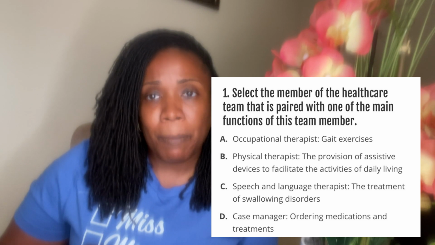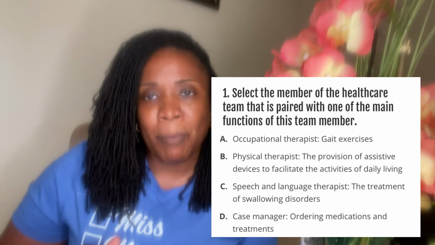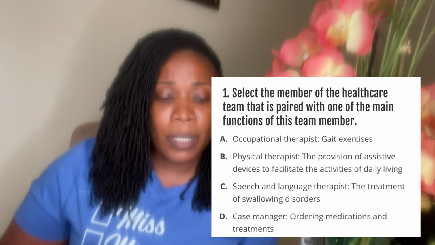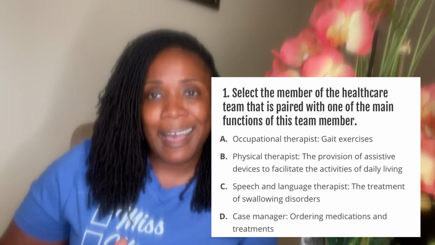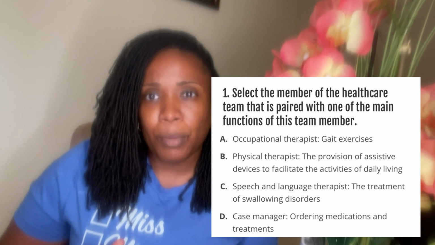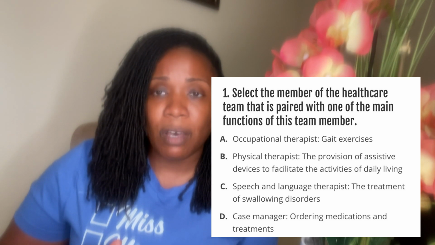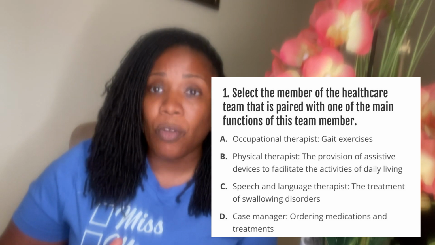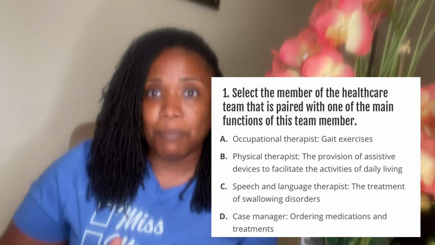I'm going to start from the bottom. I like to sometimes start from the bottom and work my way up, or maybe start from the top and work my way down. But this time I want to start with the answer choices at the bottom. The first one at the bottom, which is D, says case manager, ordering medications and treatments. I wanted to start from the bottom because I immediately knew that case managers do not order medications or treatments. Medications and treatments are usually ordered by the physician or maybe an advanced practice nurse like a nurse practitioner or the PA. Those are the only people that are usually ordering medications. So that would immediately not be the option.